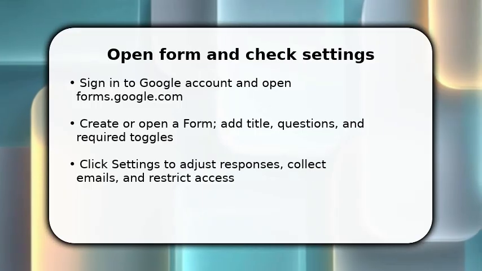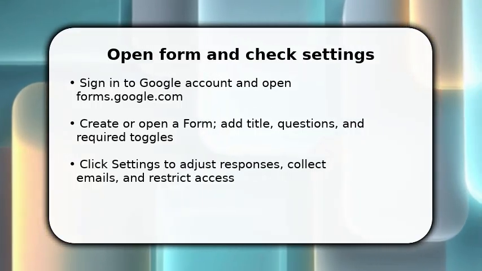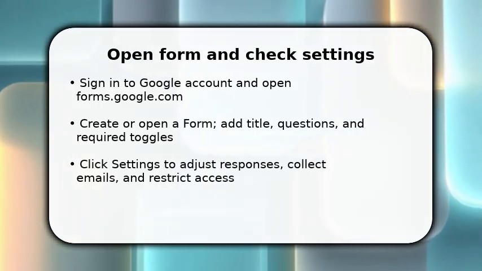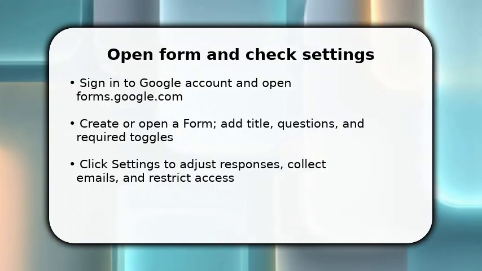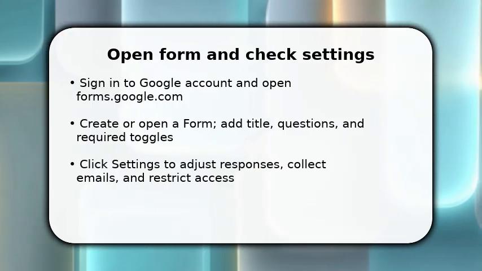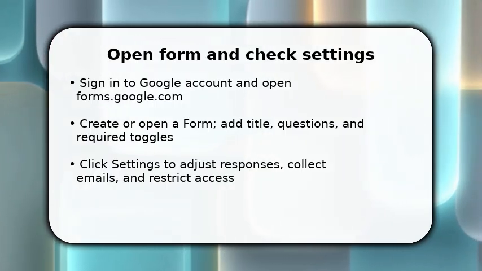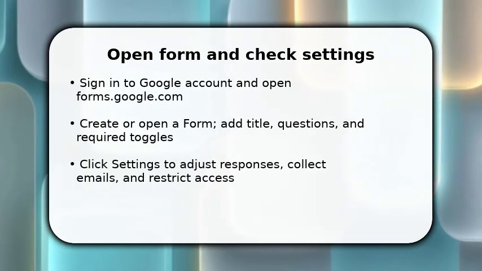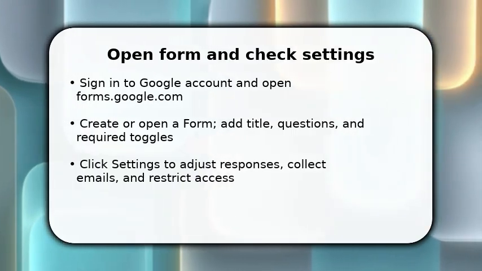You're signed in and at Google Forms. Now begin by opening an existing form or creating one. Add a clear title and the questions you need, marking required items. Once done, open settings to choose whether to collect emails, limit to one response, or restrict to your organization.